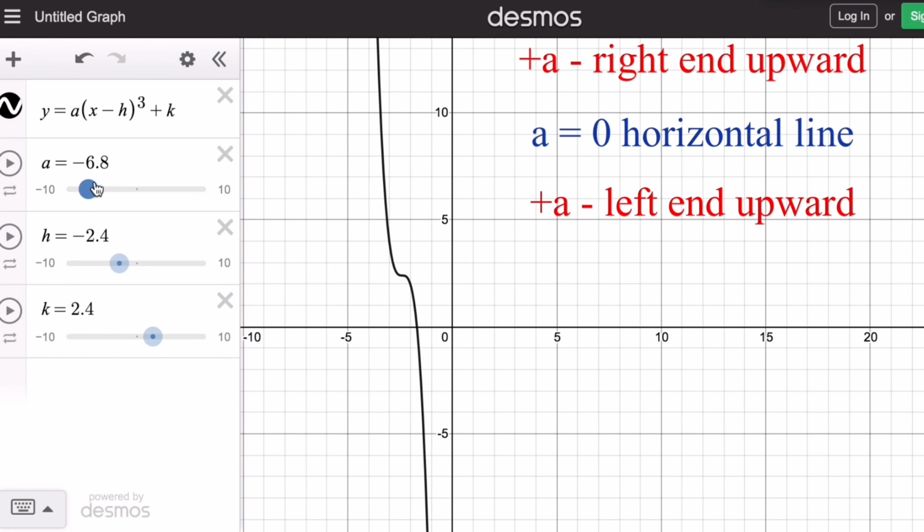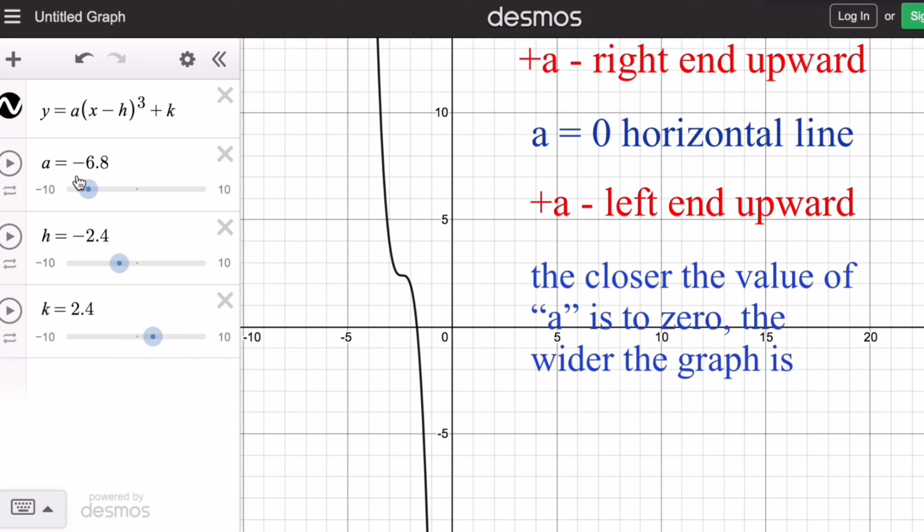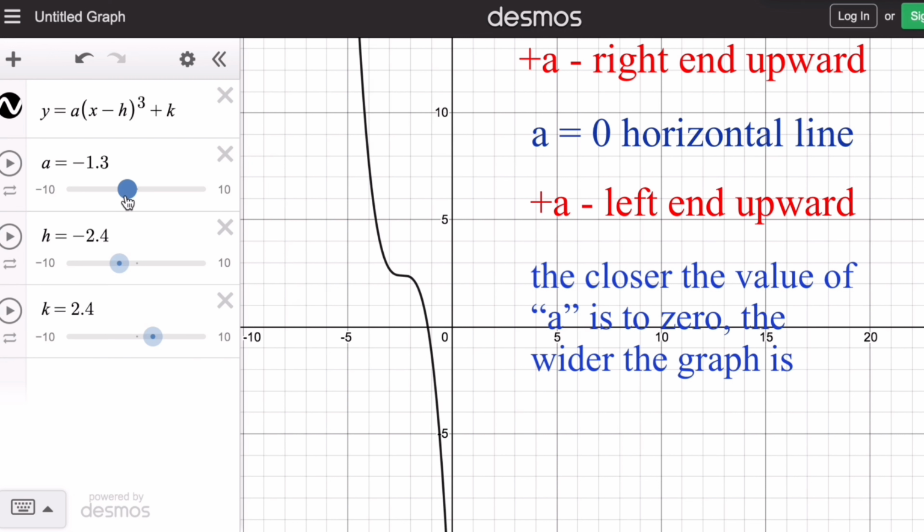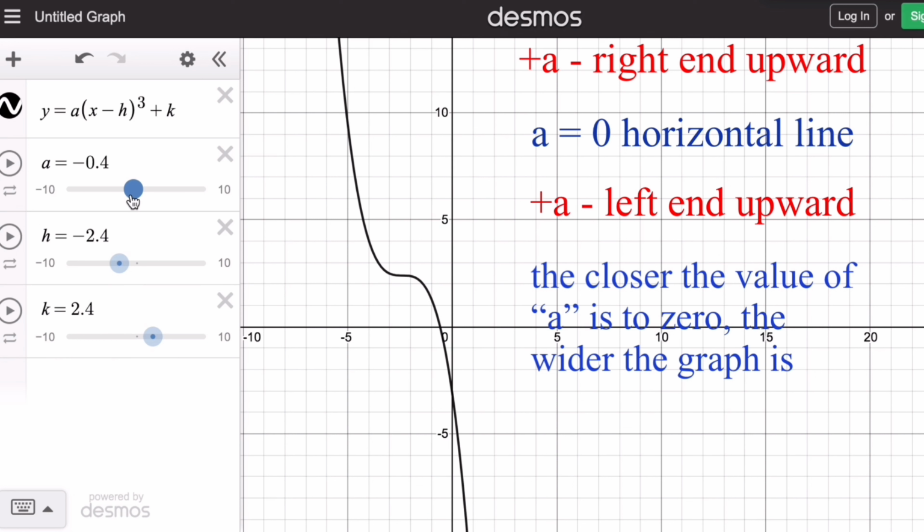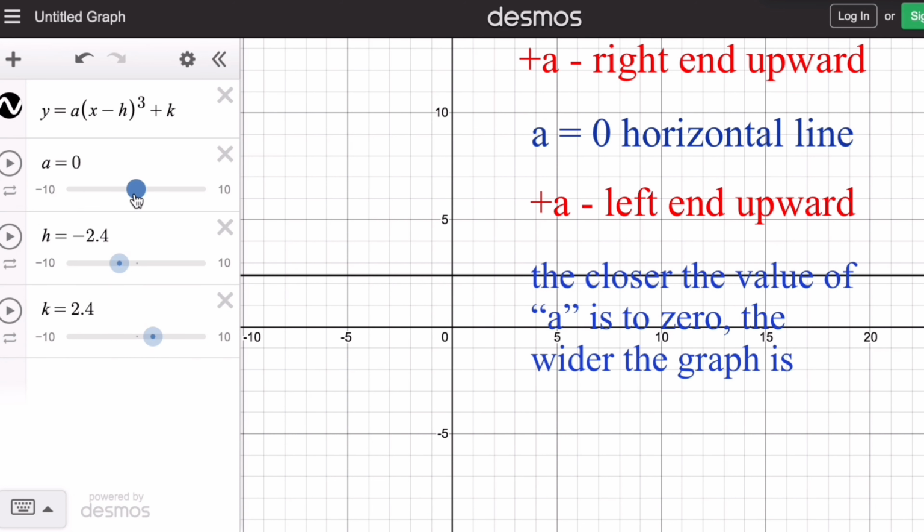We also remember that this parameter a is called a stretch factor. It causes the graph to be vertically stretched, which makes it narrower, or horizontally compressed, which makes it wider. The closer the value of a is to 0, the wider the graph becomes. If you notice, we started from the negative side and we're approaching 0 right now. The graph becomes wider and wider to the point that at 0, it becomes a horizontal line.